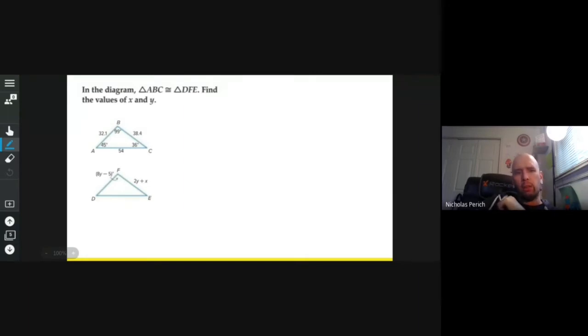In the diagram, triangle ABC is congruent to triangle DFE, not DEF, DFE, which means the way that they have the shapes drawn out is exactly the way it's supposed to be. So I'm looking at my two shapes, right? I have to find an X and a Y. Which one must I find first?